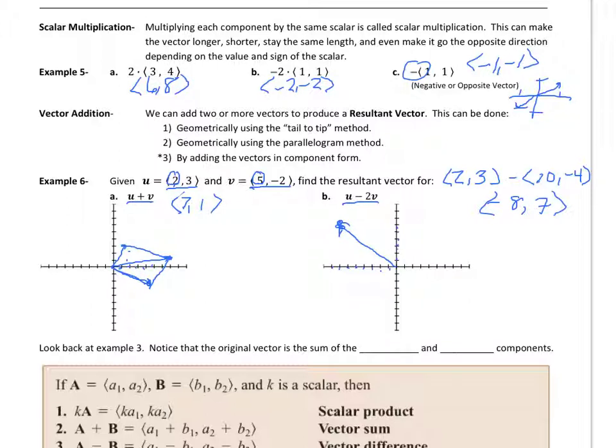Is there any time where this tip to tail method won't work and we'll have to use another? No, because the parallelogram is essentially a tip to tail. When you take the tip of one and put it to the tail of the other, you're forming a parallelogram. All right, so now, again, if you just look back at example 3, the original vector is simply the sum of the horizontal and the vertical components.